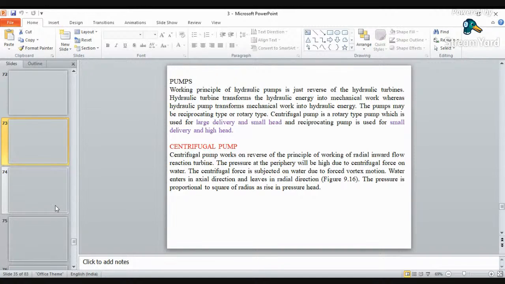Then there are pumps. Pumps are the machinery or equipment which convert electrical energy to mechanical energy and mechanical energy to hydraulic energy. So pumps are basically a reciprocal of your turbine. A hydraulic pump is a hydraulic machine which converts mechanical energy to hydraulic energy by the use of centrifugal force acting on the fluid. There are two basic types of pumps: the centrifugal pump and the reciprocating pump. We will see them one by one.